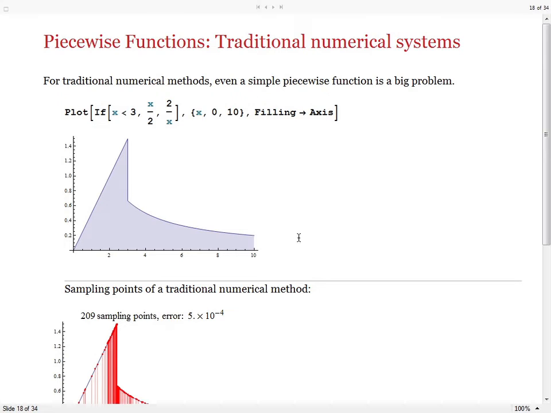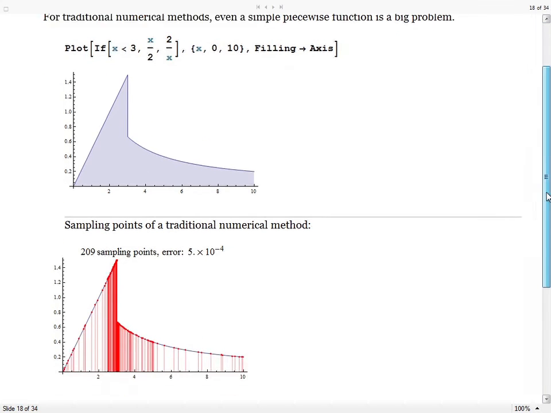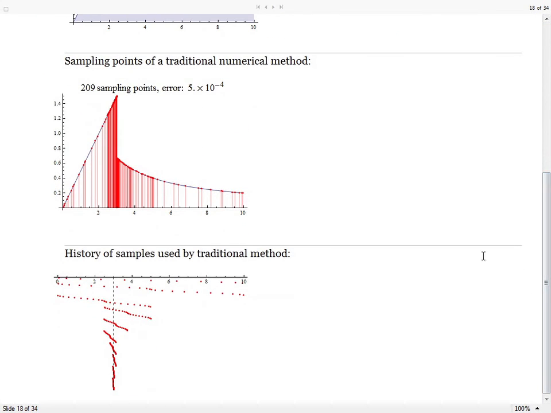A traditional numerical method can only do one thing: numerically evaluate the integrand. But getting an accurate estimate of this integral requires accurately knowing the location of the jump discontinuity at x equals 3. So an adaptive numerical sampling process needs to repeatedly subdivide and sample closer and closer together in order to accurately model the behavior of the function near the problematic point, x equals 3.